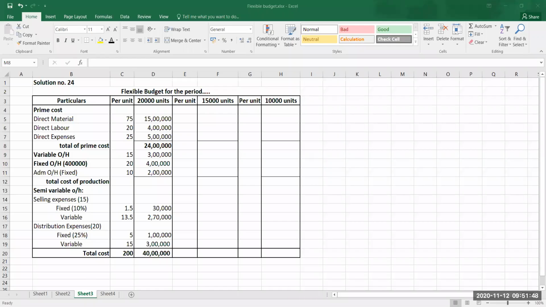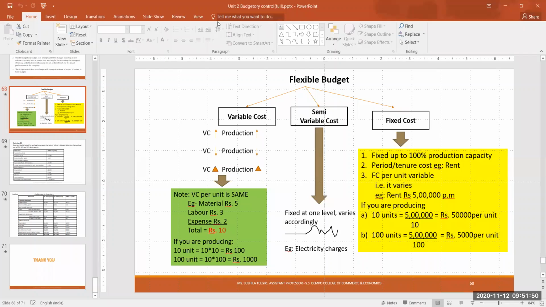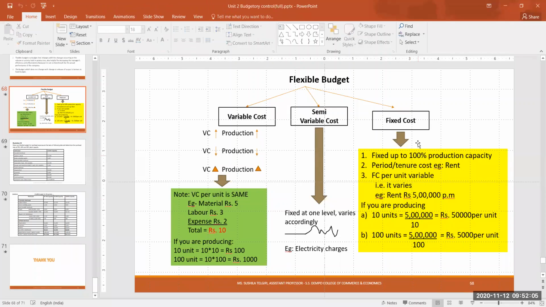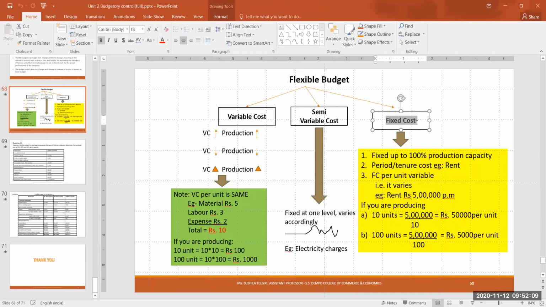Yes, can you see the screen? Now here I was telling you the cost per unit will be same for the variable. See this particular point, but the fixed cost won't be similar. So the cost of the fixed cost, that is cost per unit, won't be same.